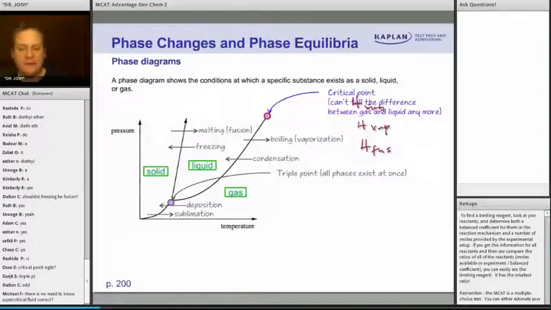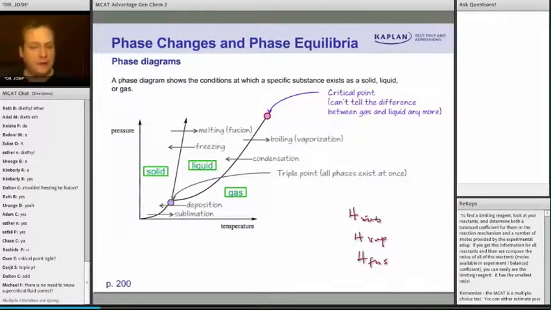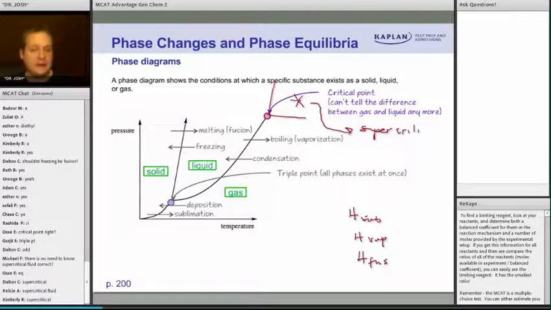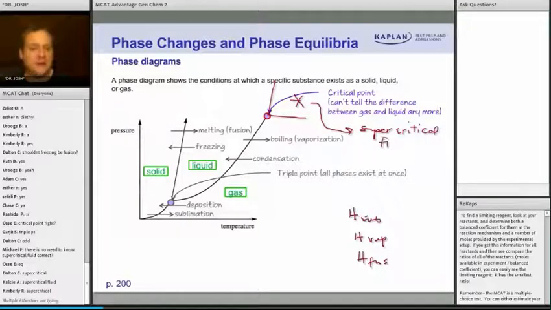There's also what we consider the critical point, above which we can no longer tell whether it's a gas or a liquid. What do we call that phase up here, above that critical temperature and above that critical point? And Michael, you beat me to the punch. It's called supercritical fluid. Now, a lot of people will tell you supercritical fluid is the same thing as plasma. It's not. Plasma is a little bit different than supercritical fluid. You do need to know what supercritical fluid is.